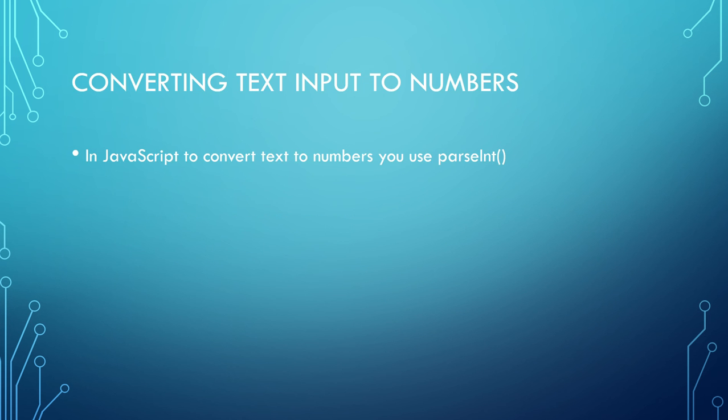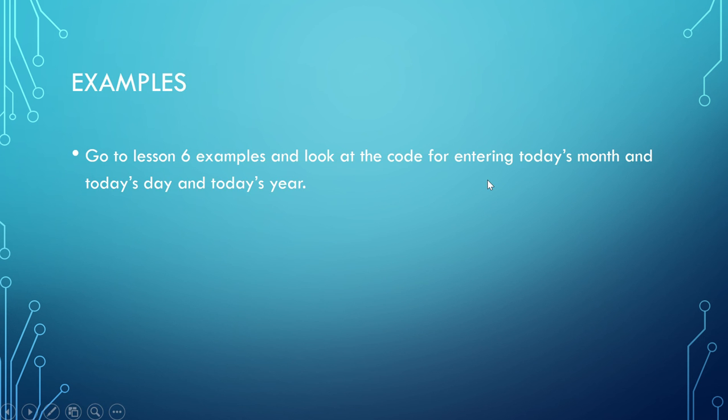So, like I said earlier, you have to be careful. You might get not a number for your calculations, and that might be because you did not convert the text input into a number. So to do that, you use parseInt. All right, so we're going to go to lesson 6 examples and look at the code for entering today's month, today's day, and today's year.